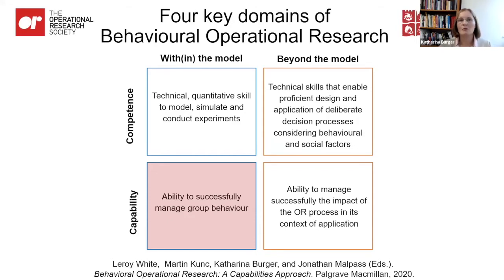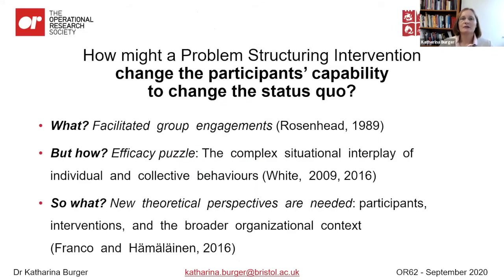So to give a bit more background, again, the question that I'm trying to explore further with social practice theory is how this intervention can change the participants' capability to improve their own situation, their perceived problematic situation. And this is a really old question, raised obviously by Rosenhead in 1989. And these problem structuring methods, which have been used widely in practice, are still facing this efficacy puzzle. So the question around the complex situational interplay of individual and collective behaviors and how that can be better understood.